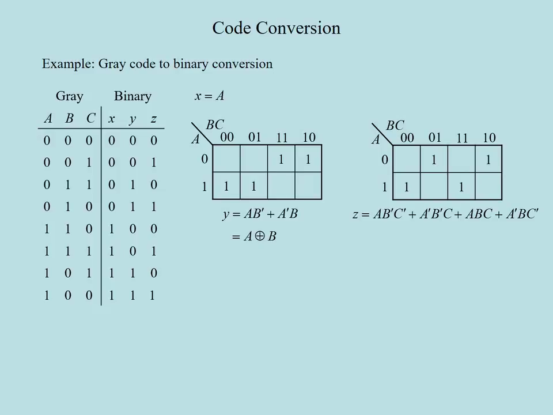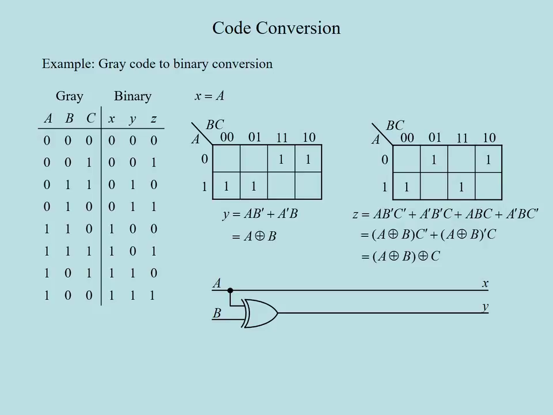However, writing it as the sum of minterms, we see that we can factor out C' from the first and last terms, and what remains is simply A XOR B. Similarly, factoring out C in the second and third terms leaves us with A'B' or AB. In other words, the complement of A XOR B. Hence, Z is reduced to an XOR operation between A, B, and C. So these three expressions can be implemented only by 2 XOR gates.